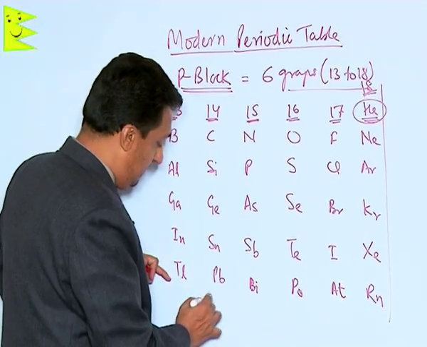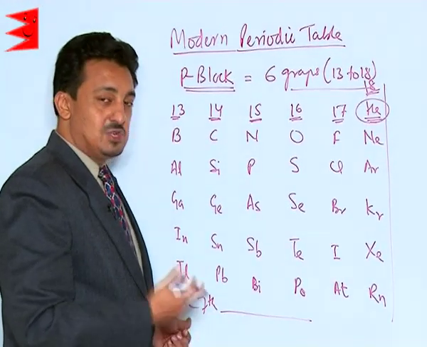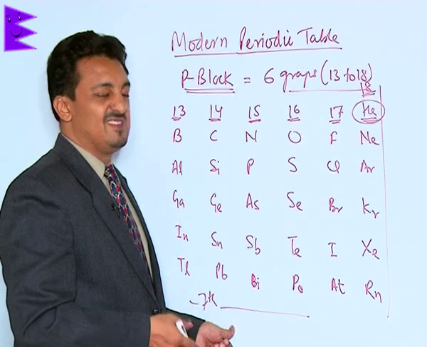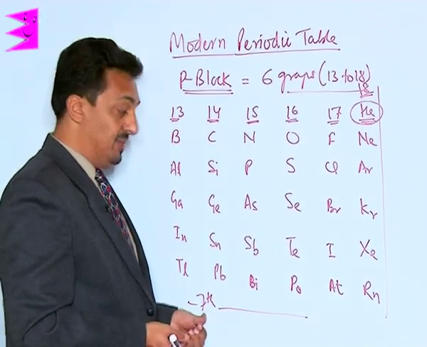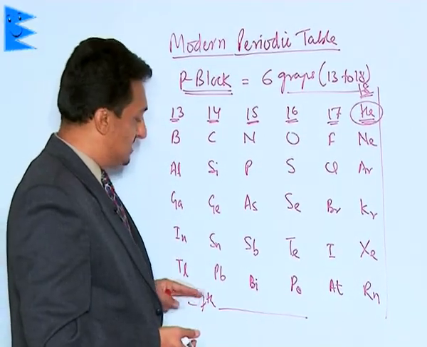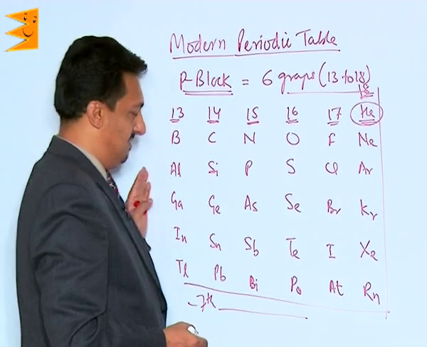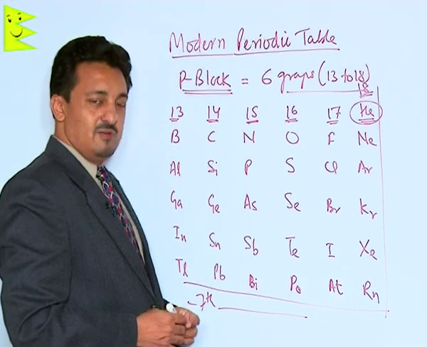The 7th period is left as such because elements are yet to be discovered and are to be placed here, or whatever elements we know about in the 7th period are all artificial ones. So we study all the elements till the 6th period. This is the 6th and the last period we study in the P block.